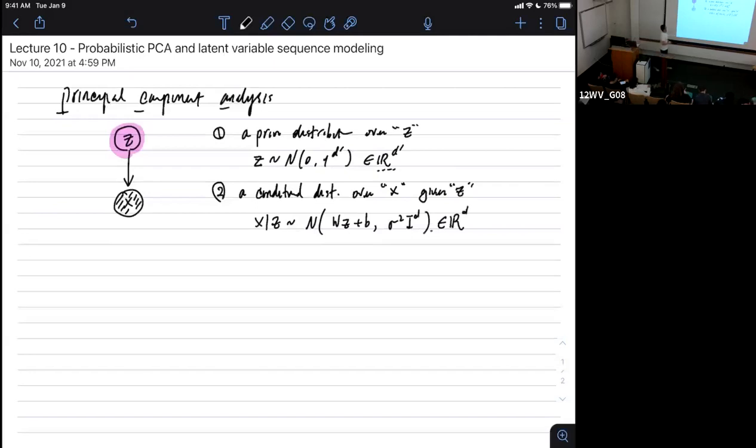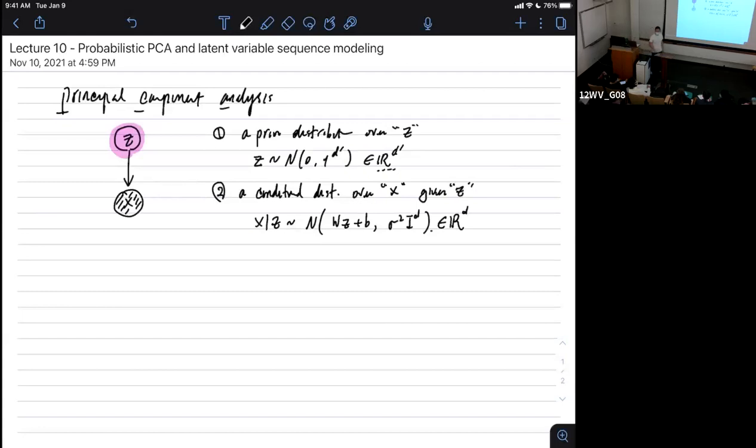So what this says is that if we draw a sample of Z from a standard normal distribution, then given that Z, which is the content of our X, the observation, our observation is going to be a noisy version of some affine transformation of the Z vector. And then we add some noise, because we know that our data generating process is not perfect. There has to be some uncertainty within this data generating process.